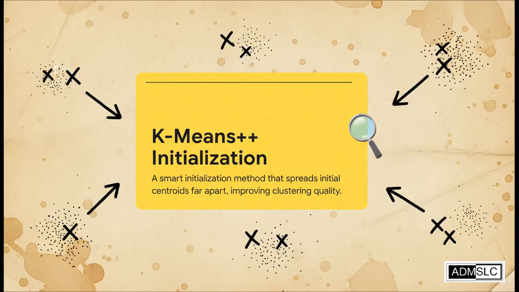So what's the fix? Well, thankfully, there's a much smarter way to start, and it's called k-means++. This is pretty much the standard way to do things now. Instead of being completely random, it's a clever technique that places the initial centroids far away from each other, using the data's distribution as a guide. This one small change makes a massive difference, giving you way better and more consistent clusters.